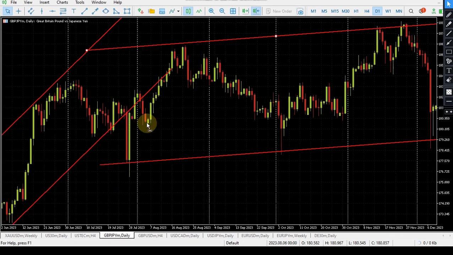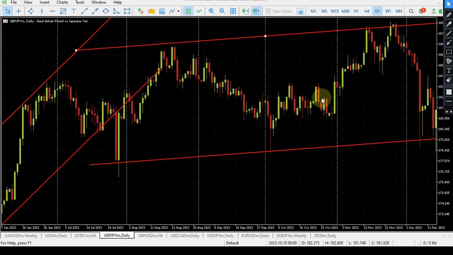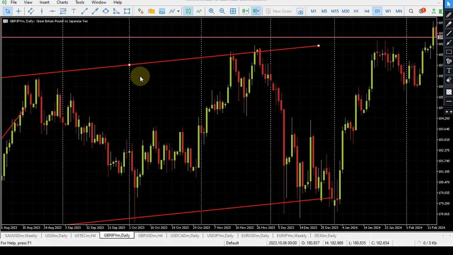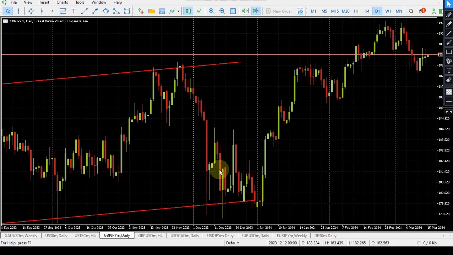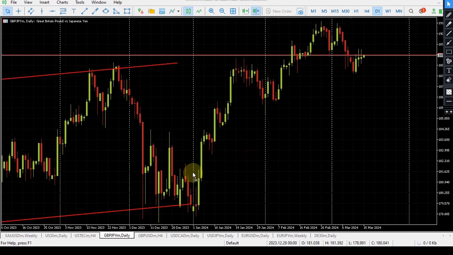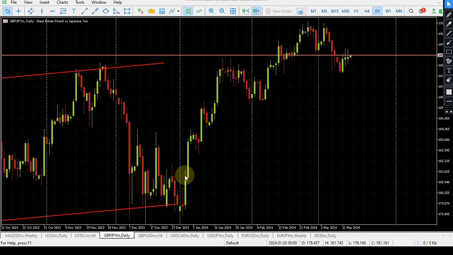What can you see? So what matters is that you try as much as you can to identify the trend using your trend line. This is what goes a long way for you. Now look at what is happening here at the end. This is what I'm also seeing right now.